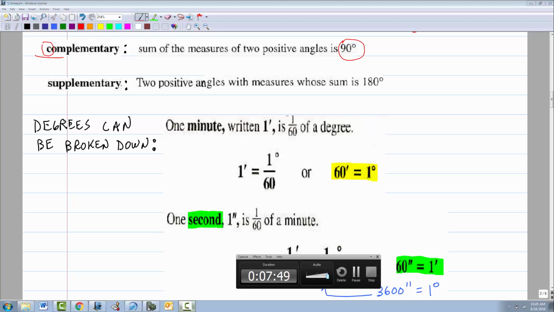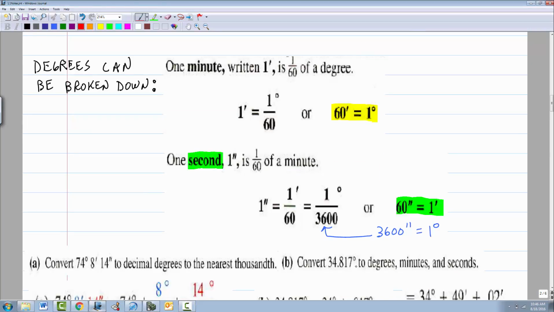This next part's going to be weird, but let me just ask you this. How many minutes are in an hour? How many seconds are in a minute? How many seconds are in an hour? 3,600. Now, believe it or not, degrees are cut the same way.